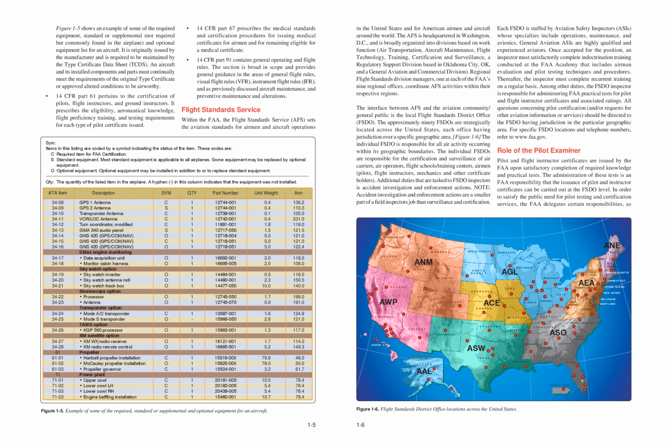Items in this listing are coded by a symbol indicating the status of the item. These codes are: C, required item for FAA certification. S, standard equipment. Most standard equipment is applicable to all airplanes. Some equipment may be replaced by optional. O, optional equipment. Optional equipment may be installed in addition to or to replace standard equipment. The quantity of the listed item in the airplane. A hyphen in this column indicates that the equipment was not installed.